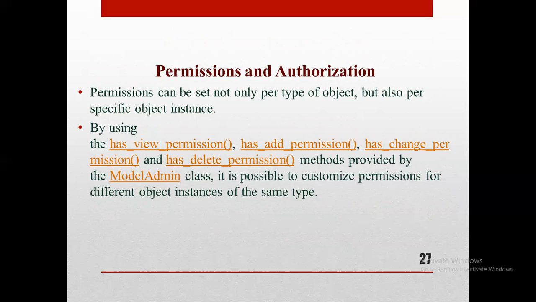Then permissions can be set not only per type of object but also per specific object instance. We can set the permissions for a specific object instance by using the has_view_permission, has_add_permission, has_change_permission, and has_delete_permission methods provided by the ModelAdmin class. So it is possible to customize permissions for different object instances of the same type.